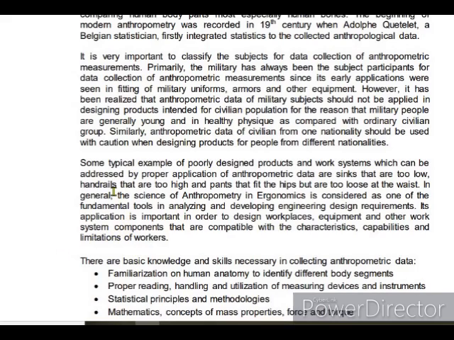So next, some typical examples of poorly designed products and work systems which can be addressed by proper application of anthropometric data are sinks that are too low.